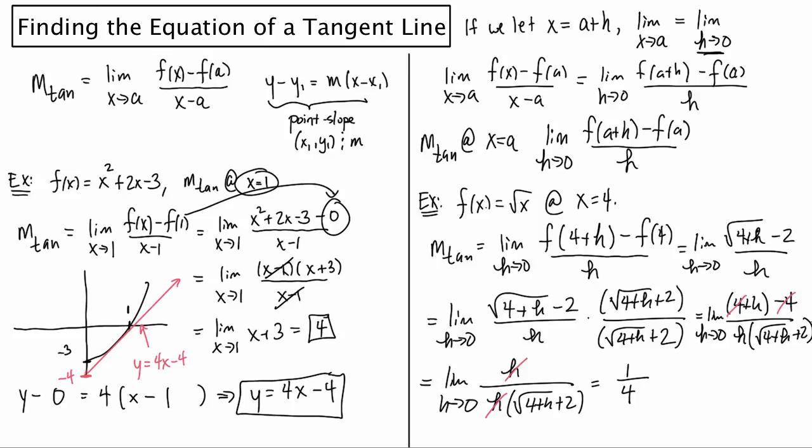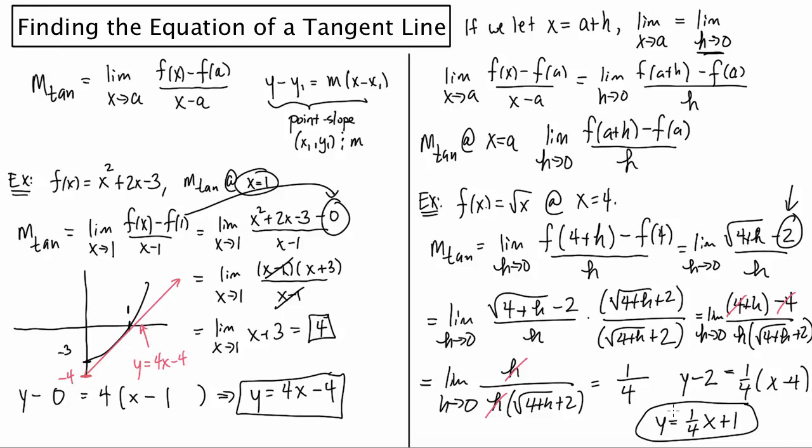We then use the point slope formula: y minus 2 equals 1/4 for the slope, times x minus 4, remember this is the y value. And so writing this as a line algebraically, if you solve for y and separate out the x, that's the equation of the tangent line that you'll get in this case, 1/4 x plus 1.